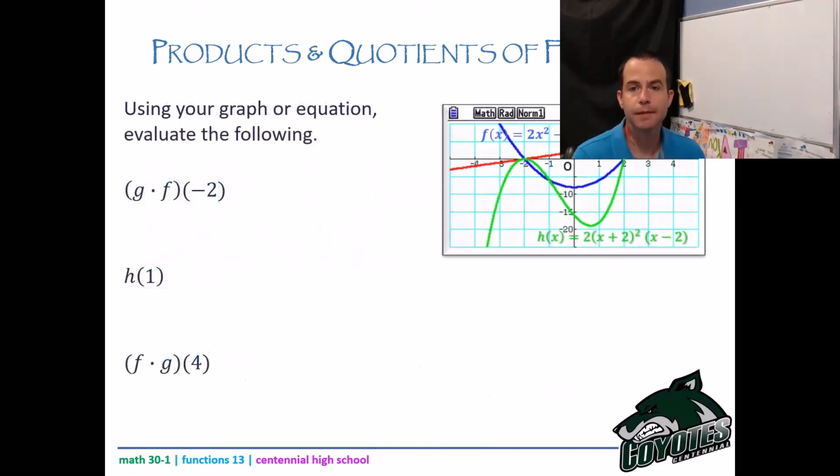Okay, and then figure out the following. So I've got g times f of -2, also known as h of -2, and that's 0. I can see it right there.